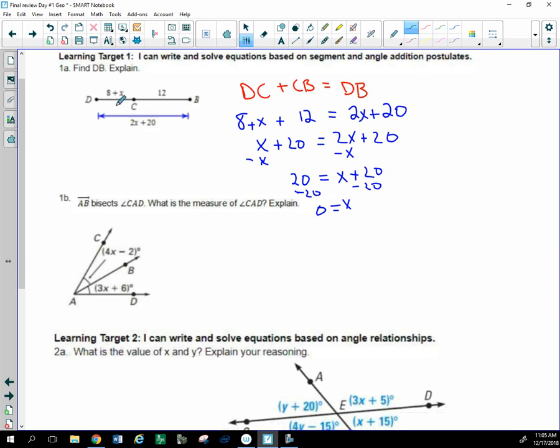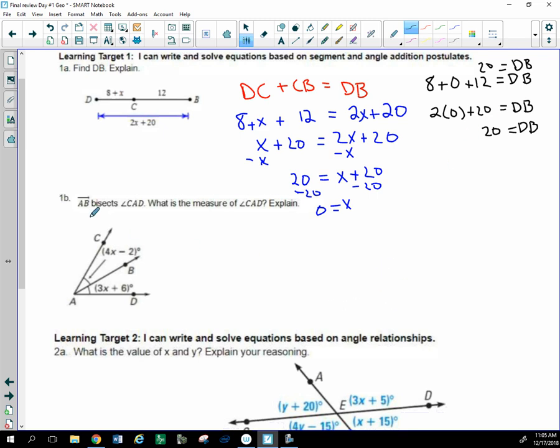Let's check it real quick. We need to find DB, the total length, is what we're looking for. So if I put 0 in for x, we've got 8 plus 0 plus 12 should equal DB, or 2 times 0 plus 20 will equal DB. With this check, the top one is 20 equal to DB. When I take 2 times 0, I get 0, so 20 is equal to DB. That is what I'm going to get, and my explanation will be working through there.